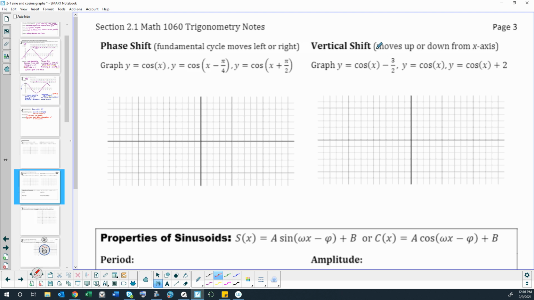And then a vertical shift is pretty much the same thing we've always called it, where our graph moves up or down. And so that's going to change the midline of the graph. Changes where the midline is, right?